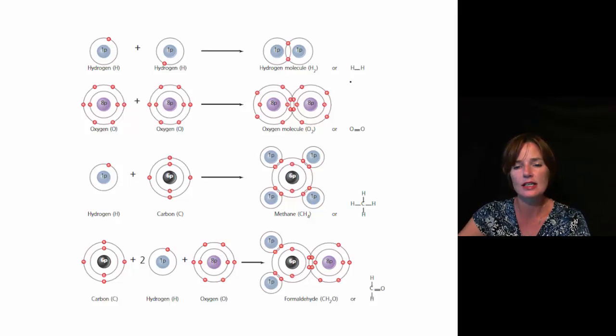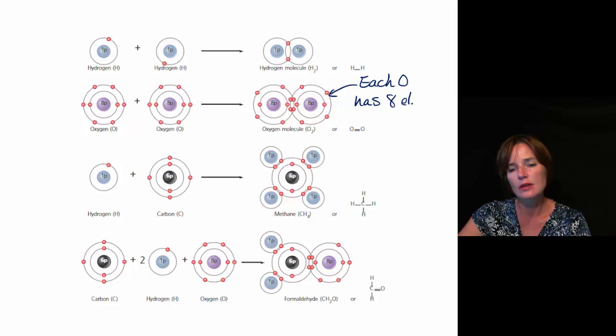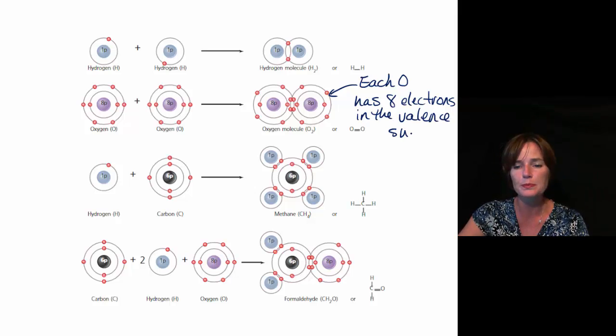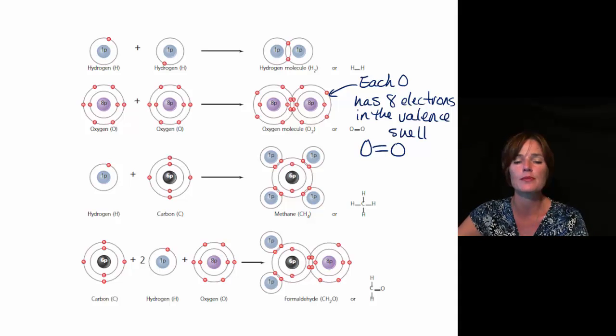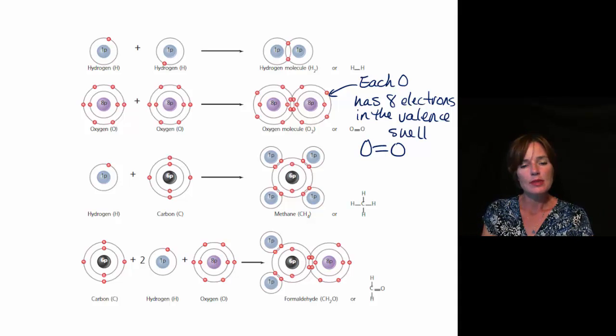If we look at these guys over here, notice that each oxygen has 8 electrons on the outside. So 8 electrons in the valence shell is the way that we would refer to that. That's a double bond, and you can see that right here. If I draw it a little bit bigger, we represent those bonds as a line. So if it's double, we're going to put 2 of those lines. We can see the same idea in the next one.